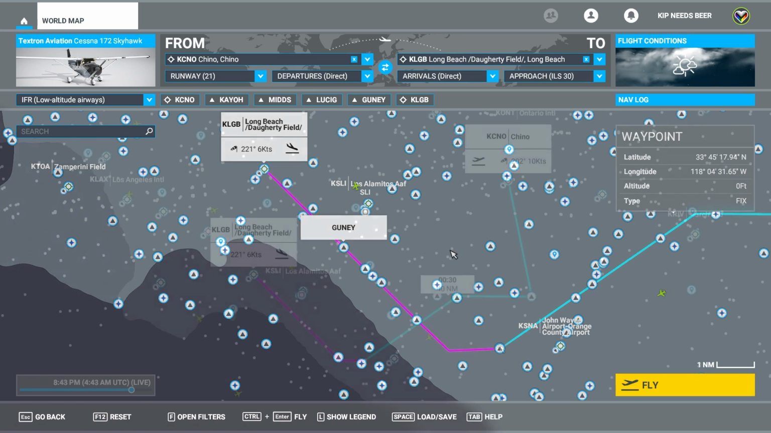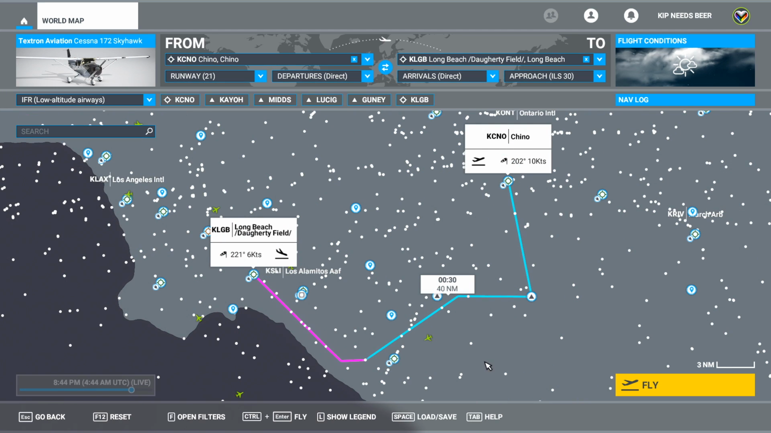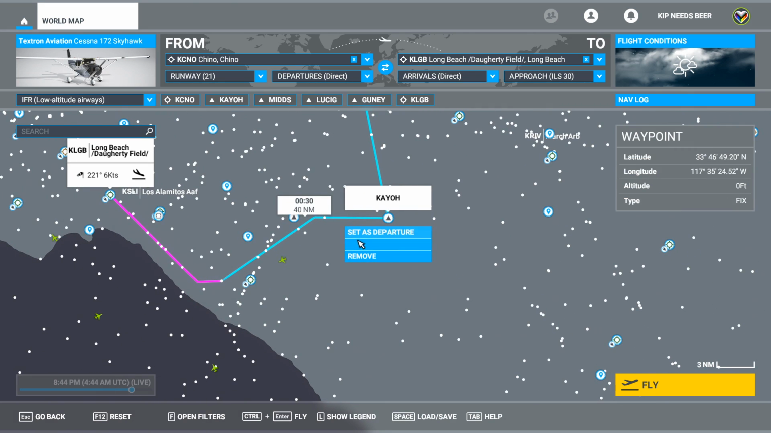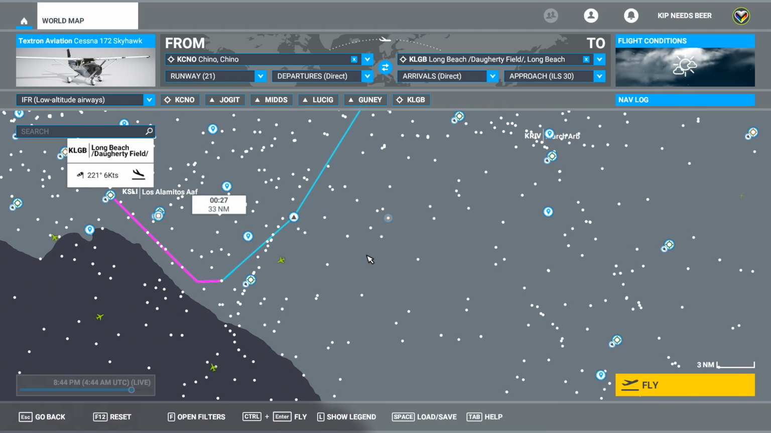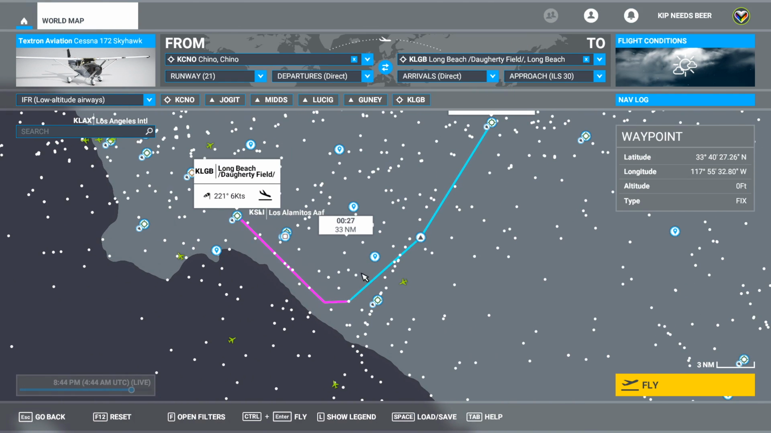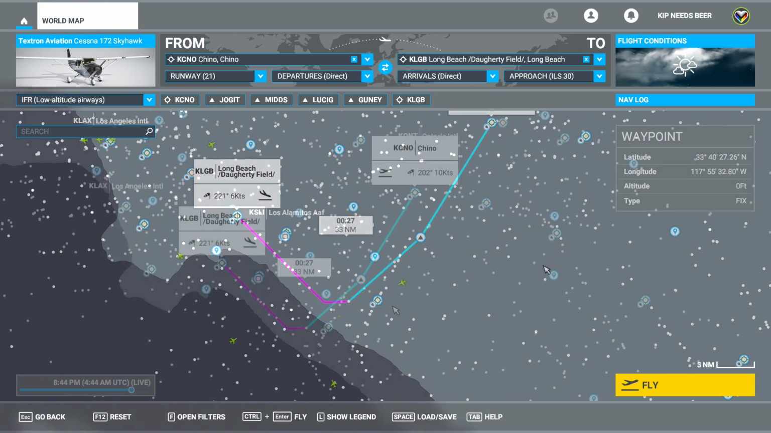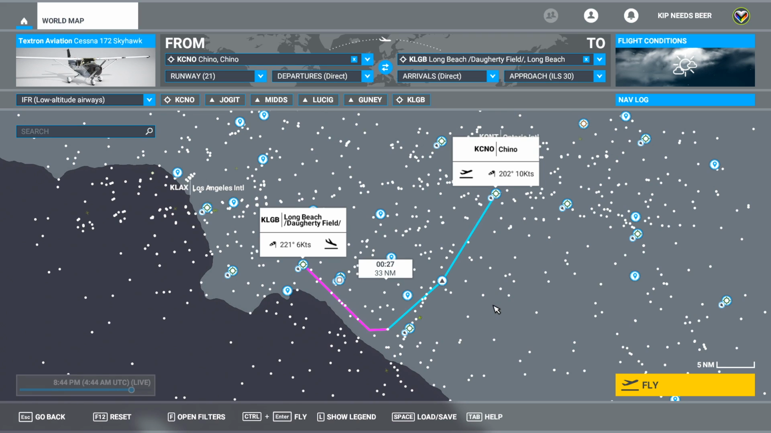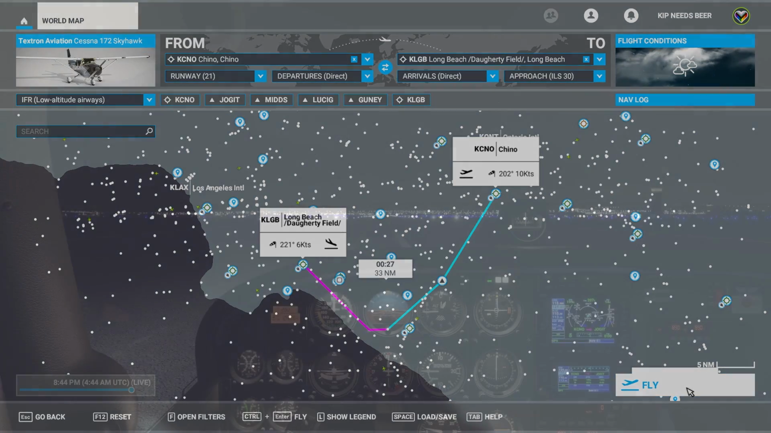Now you can modify this flight plan if you want to by clicking any of these waypoints and then removing them. So in this case, it'd be a lot nicer to just go directly from Chino Airport here to Jog It and then to MIDS, so we'd shave a little time off of our flight. Okay, so now we have our flight plan from Chino to Long Beach with the approach ILS 30. I'm gonna go ahead and load into the sim.